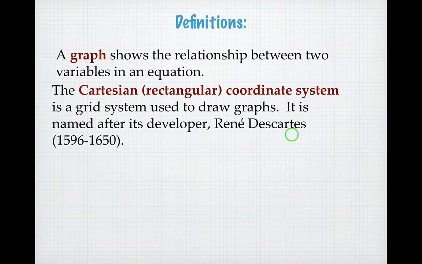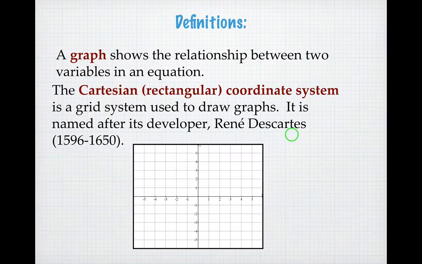I normally say XY graph, but here's what it looks like. You guys have seen it. It is technically called the Cartesian coordinate system.